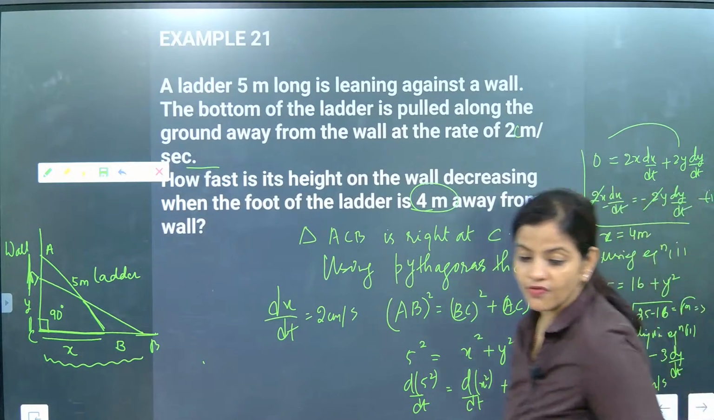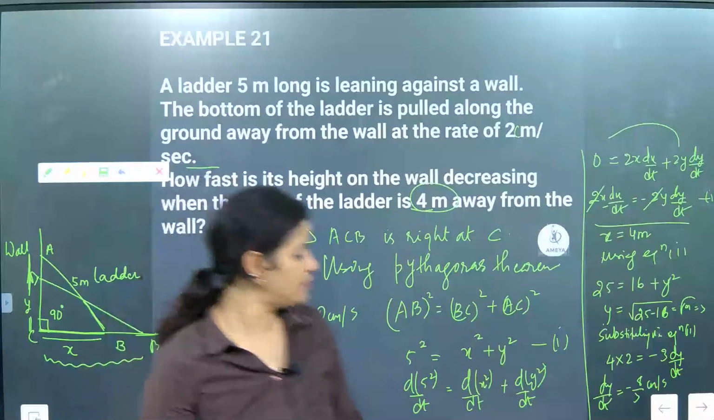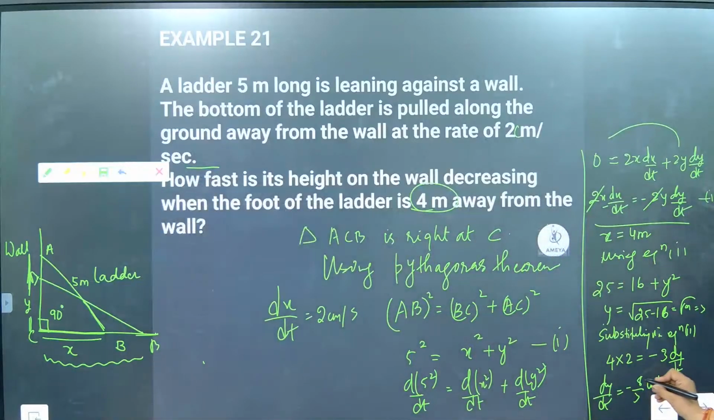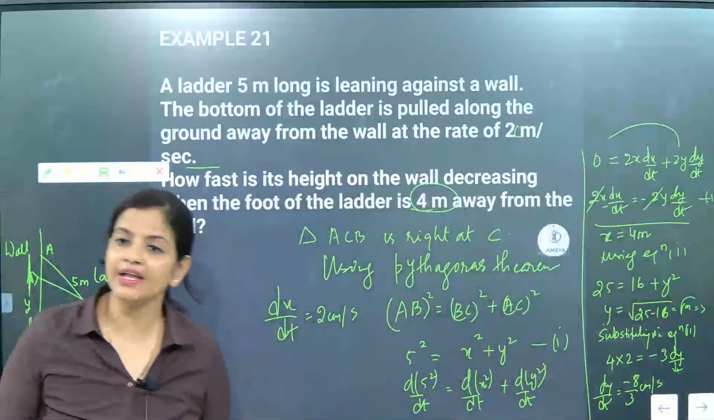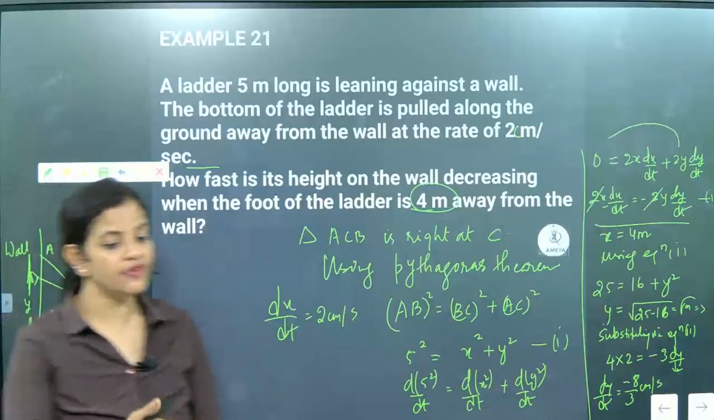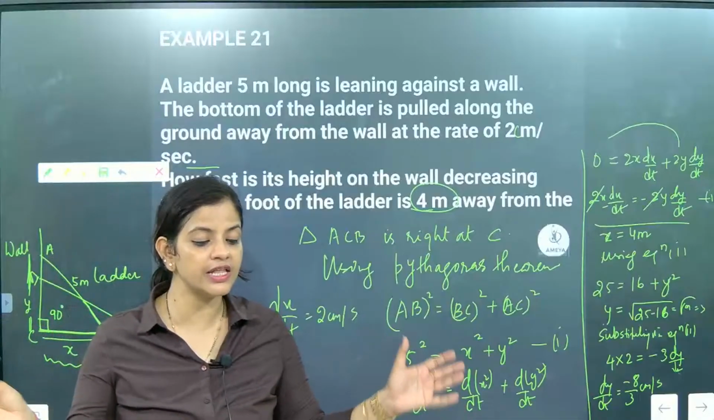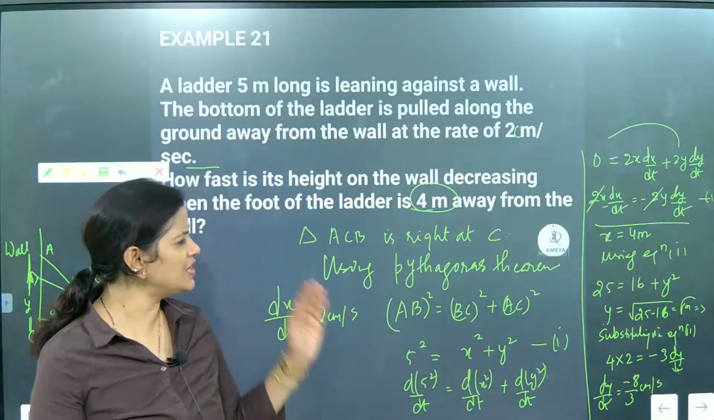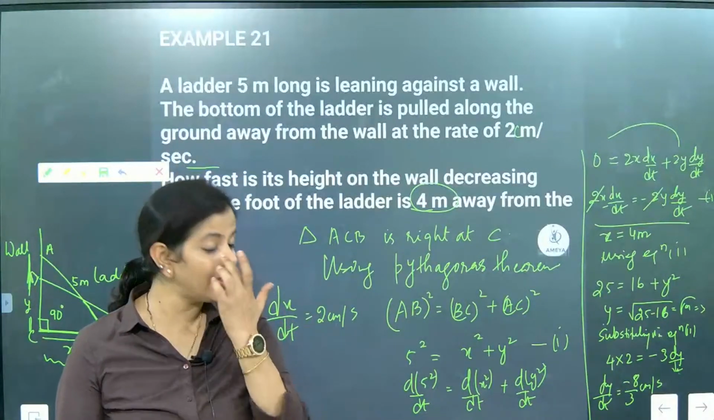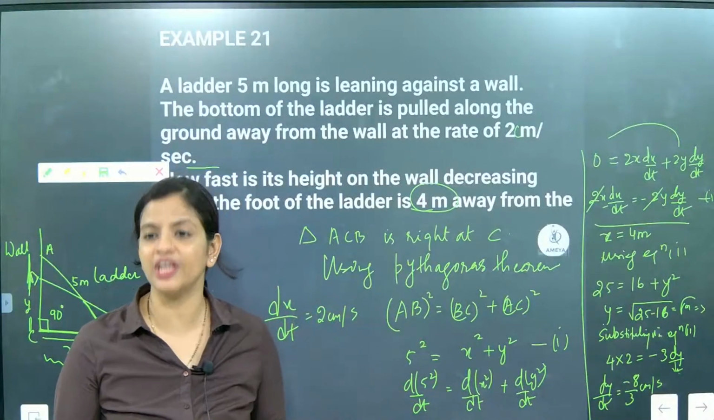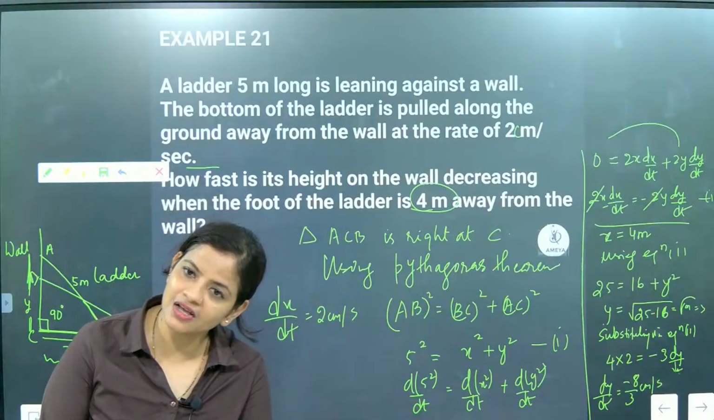So the rate of change of y will be what, beta? Minus 8 by 3 centimeter per second. Understood, beta? So why minus? Because y is decreasing. When x is increasing, the rate of x is increasing, then y will be decreasing. If they change the value and ask what will be the new rate when x is equal to 50, you will say the rate remains the same.